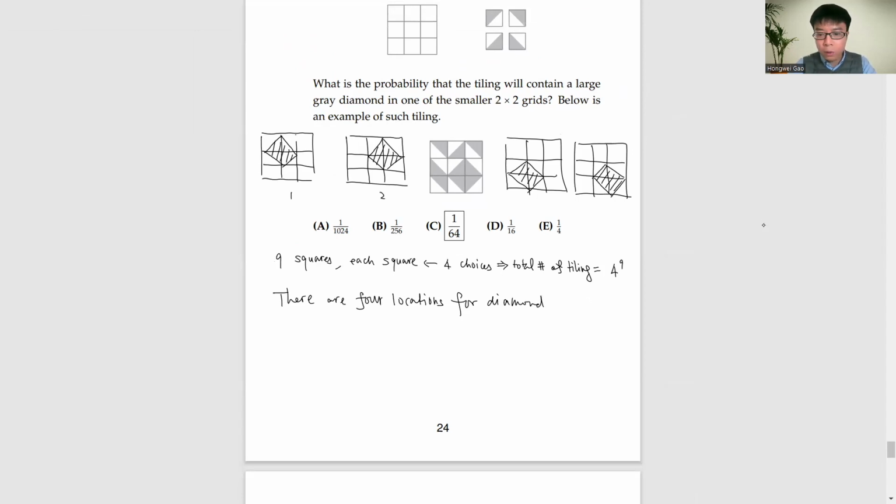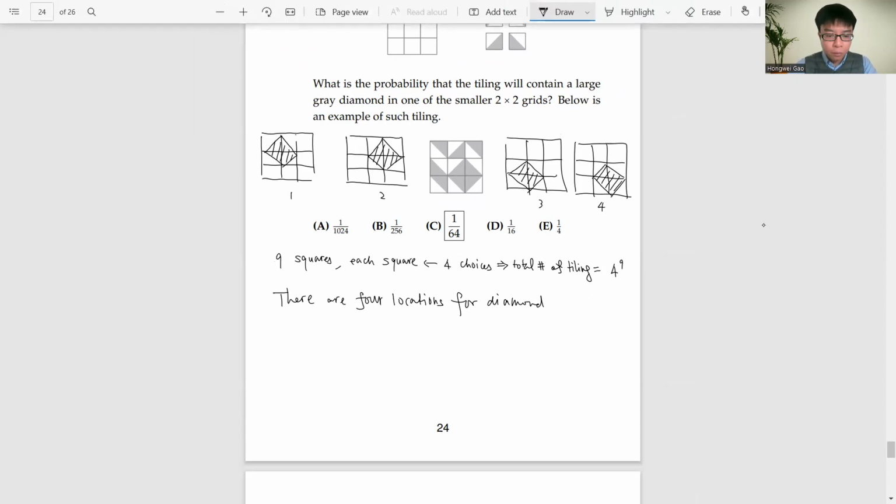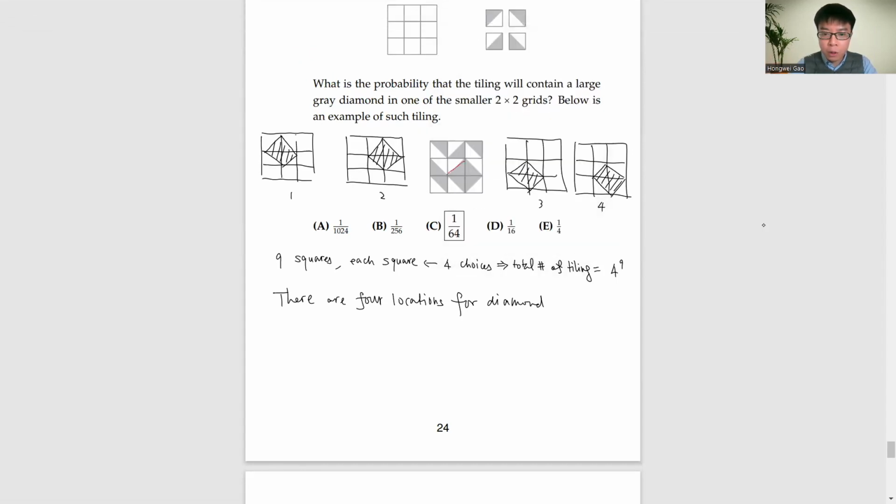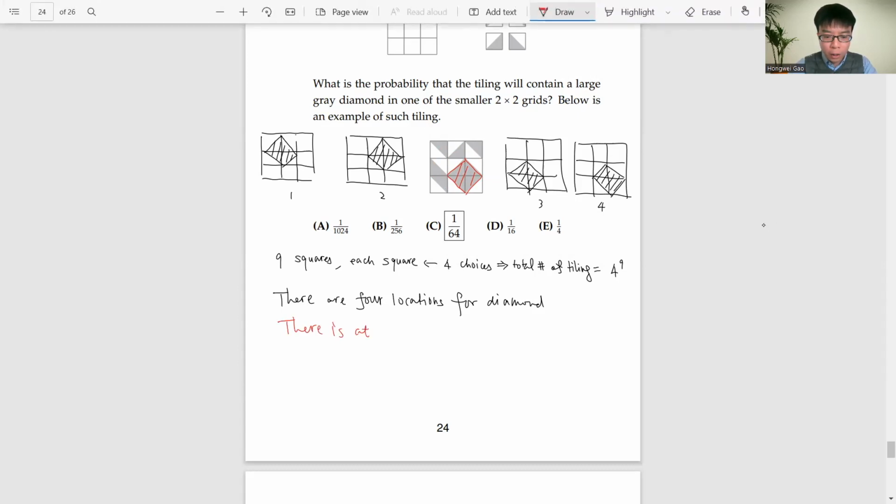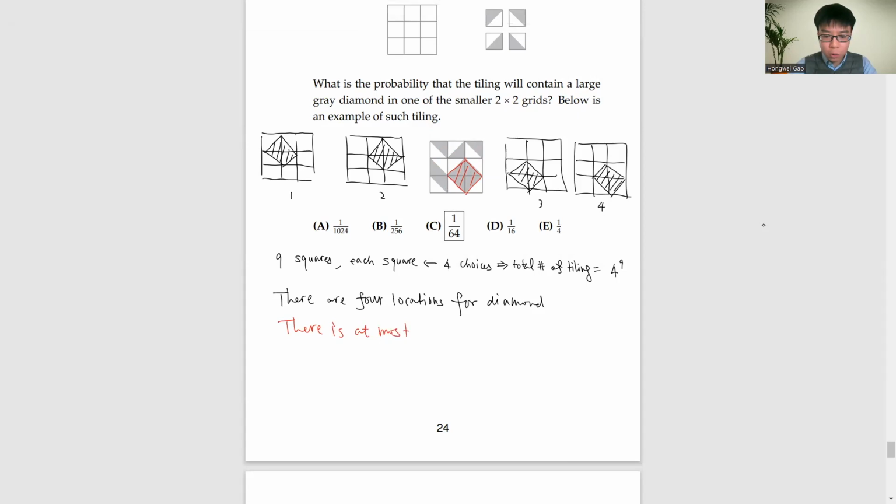1, 2, 3, 4. Now for each case, we can only have one diamond. For example, like the example in this picture, we have this diamond. We can no longer have a diamond here, right? That's impossible. We cannot have a diamond here. That's not possible. So that means there is at most one diamond.